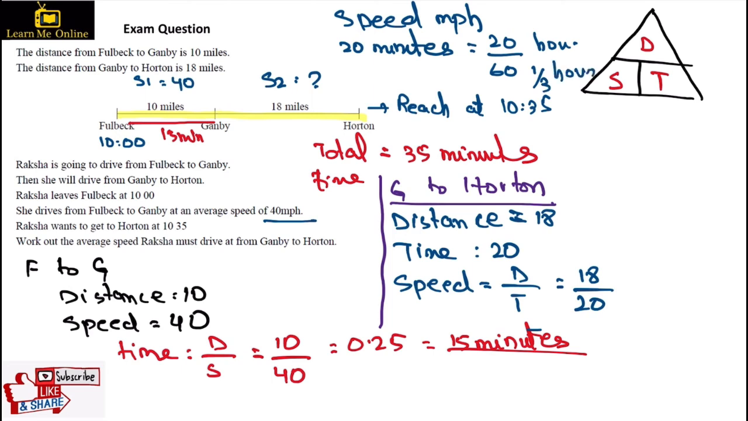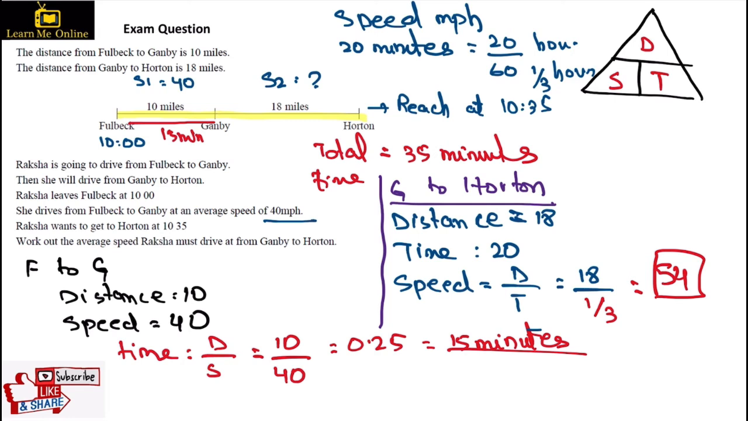So instead of writing down the 20, I'm going to change that into the hours. So it would be 1/3 hour. So when you do 18 divided by 1/3, you would have 54. And then we said that the speed would be, I'm going to write it down now.